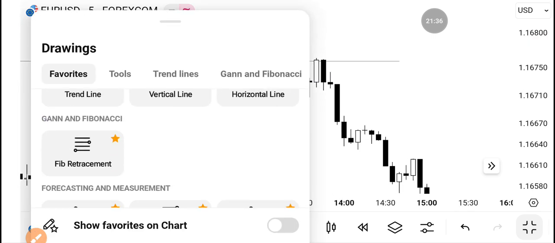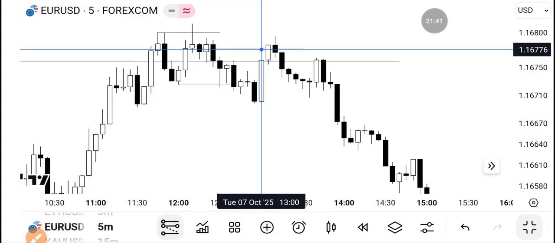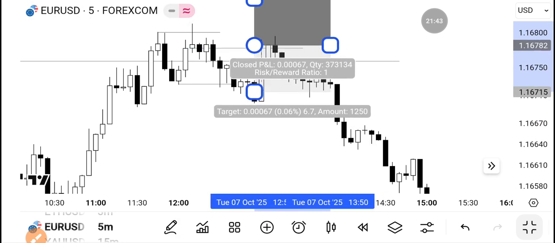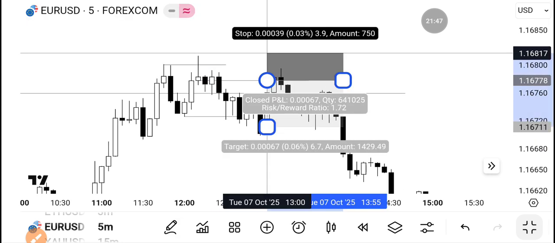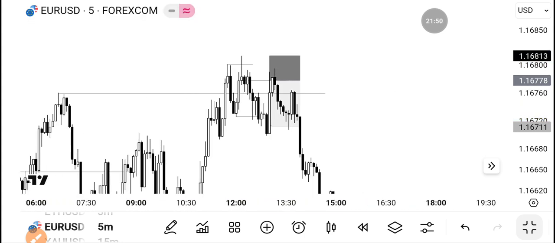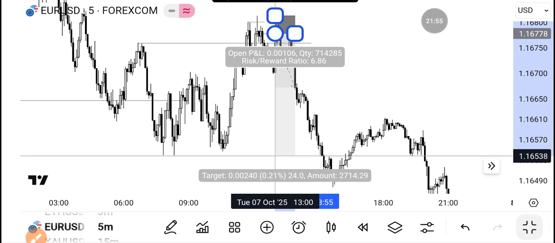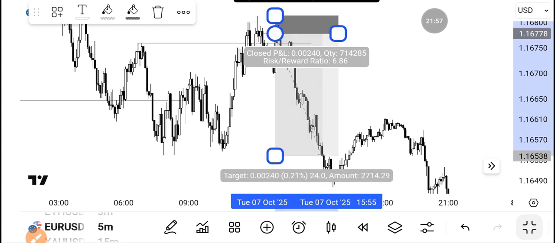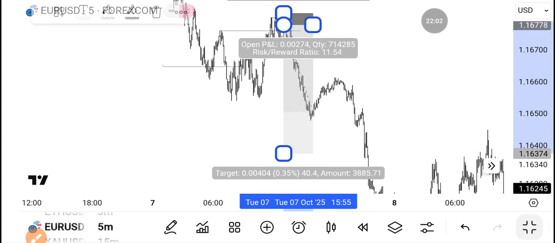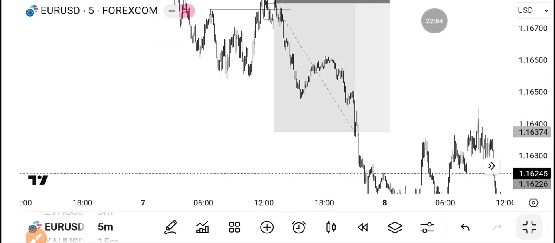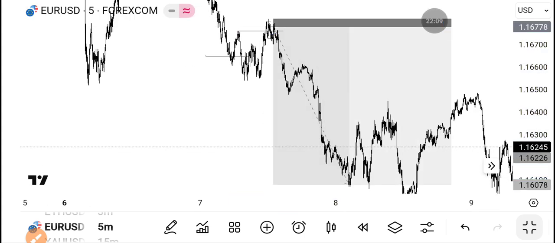Set our entry here, stop loss above, sorry, below, then the target should be at least the low of the 5 a.m. candle, right? I think this is about 6.86. You can also run it down because we are bearish. We never had any key level to the downside, so you can run it down as much as you can.